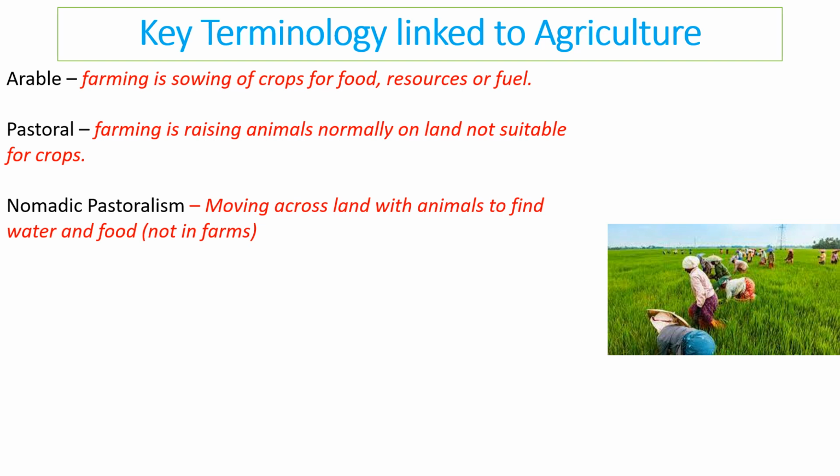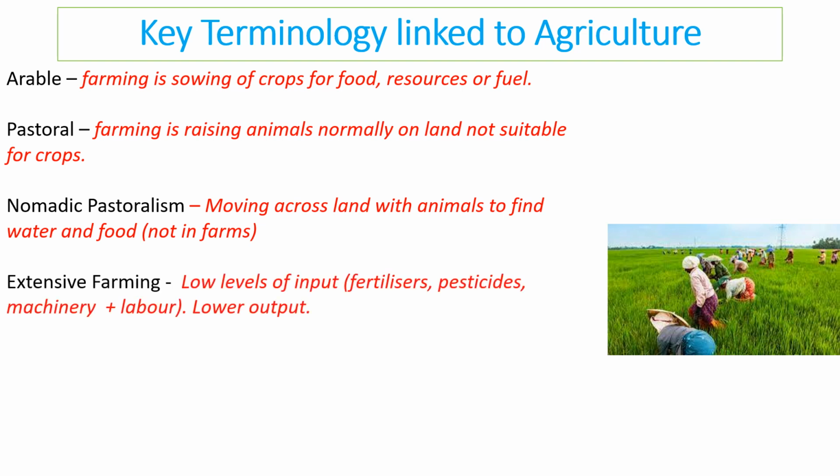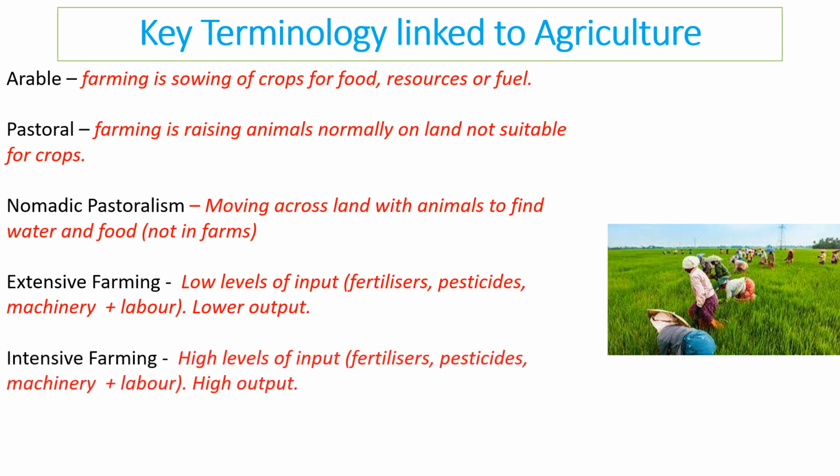Extensive farming is when there are low levels of input, so we don't use much fertilizer, pesticides, machinery or labor, and you get lower output. But intensive farming, sometimes called factory farming, is where you have high levels of input, so you might put in lots of energy, fertilizers, pesticides, and use lots of machinery, but you get high levels of output as a result. Just because you get high output doesn't mean it's as efficient, because you've obviously put so much into it.